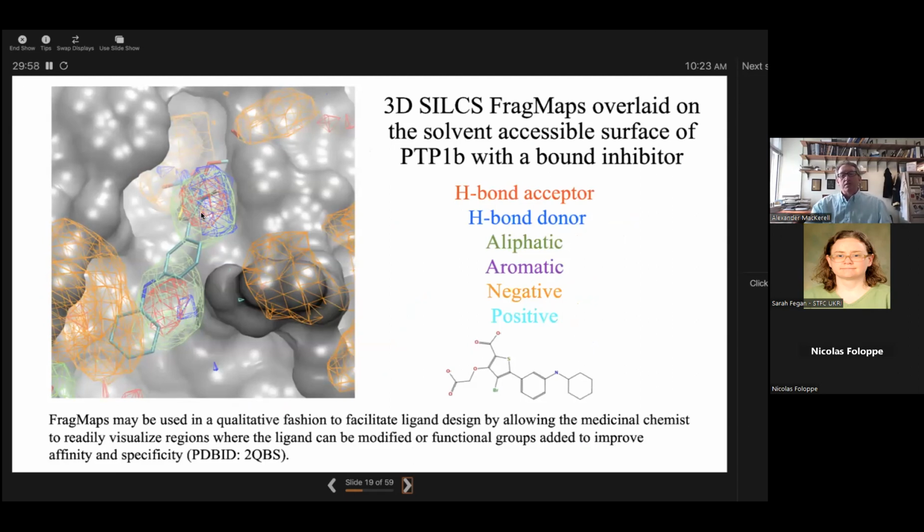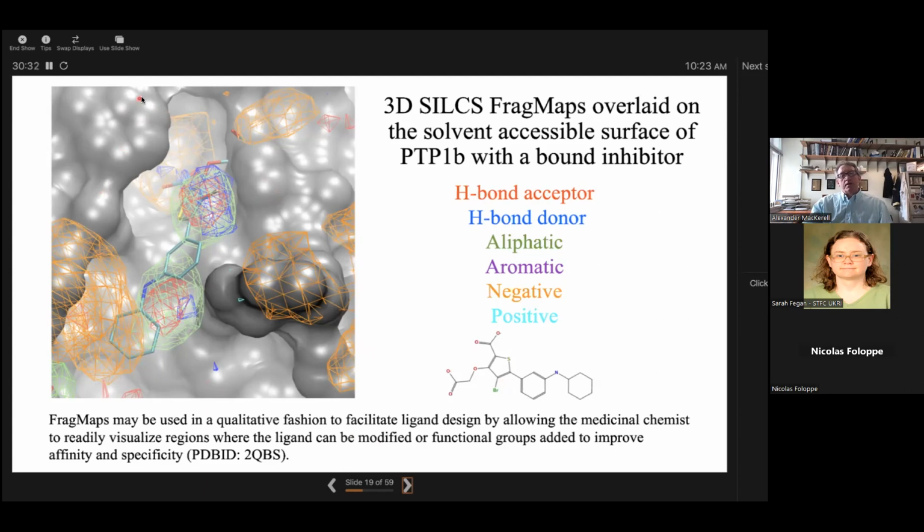Here I've just taken a ligand from a crystal structure and overlaid it on the maps. This is just the crystallographic orientation. You can see how the maps correspond nicely to the different types of functional groups, the various aromatic groups, the donors and acceptors, and so on. So you can nicely see how the FragMaps, these functional group distributions, correspond to the expected locations of the functional groups on the ligand.